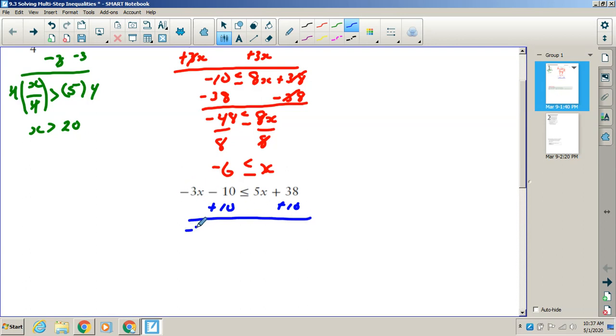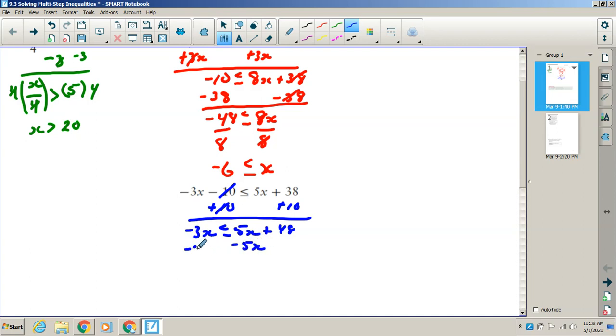I end up with negative 3x here. The 10s are no longer there. Less than or equal to, and I have 5x on the right side, and 38 and 10 is plus 48. Now I need to get all my x's by themselves, so the easiest thing for me to do is to take this 5x and put it over to the other side, and I do that through opposite operations.